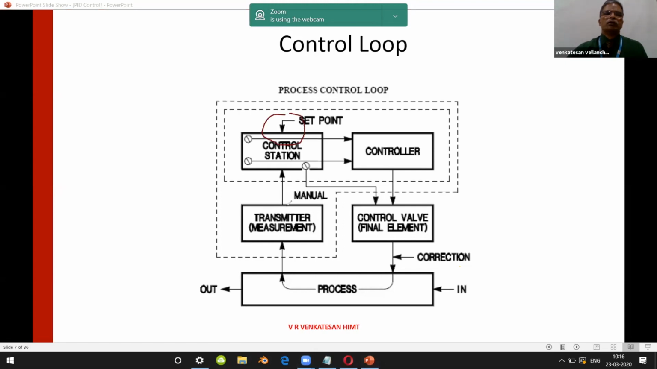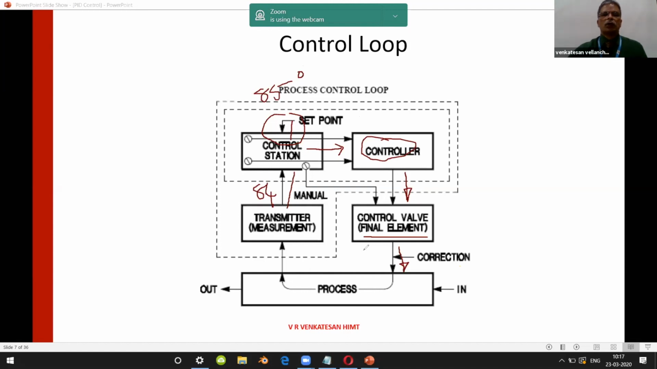So the difference between the measured value here and the set point or the desired value here becomes the deviation here. This deviation goes to the controller, and the controller produces an output. This output will go to the correcting unit, and the correcting unit produces a correction. In the jacket cooling water system, temperature is measured, which could be 84 degrees. We want to maintain 85 degrees, so there is a deviation of 1 degree. That 1 degree deviation goes to the controller. The controller generates an output.